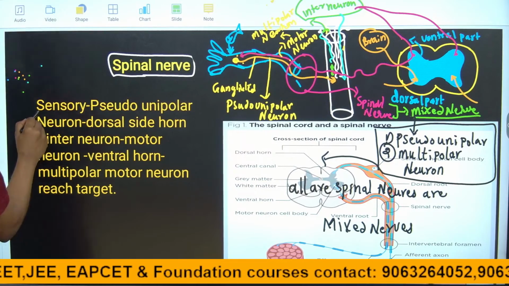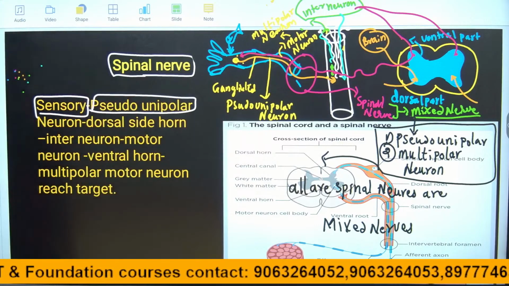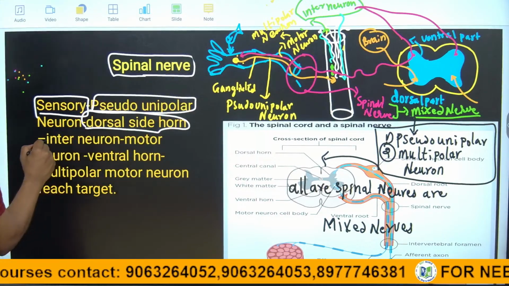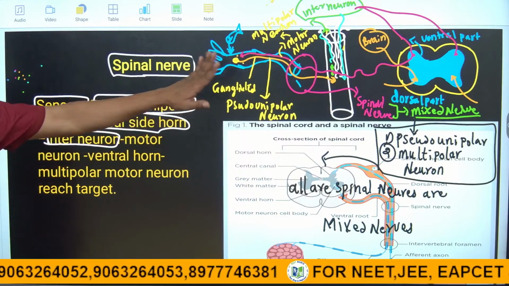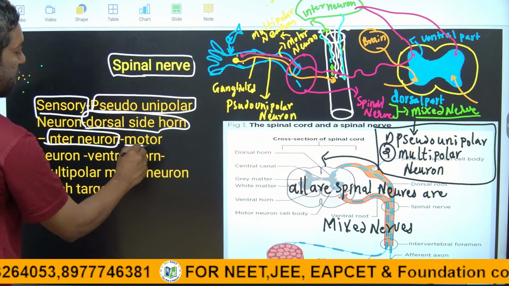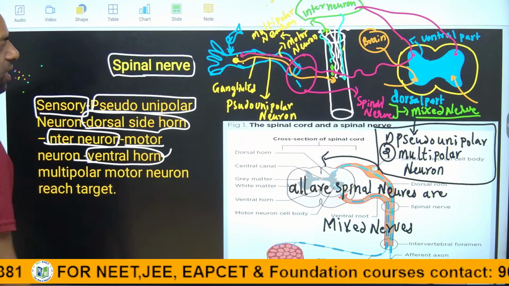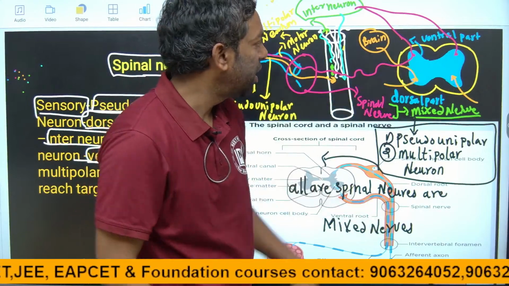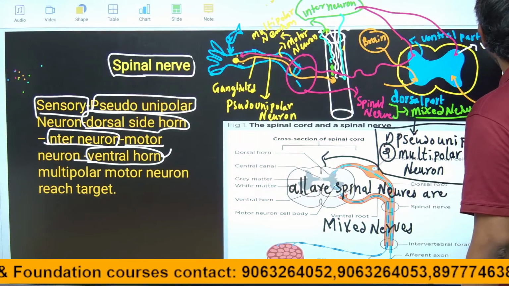Sensory neurons are pseudo unipolar neurons. They give the signals to the dorsal horn, to the interneuron. They give the signal into the dorsal part of the spinal cord and the interneuron analyzes. Then they give the signal to the motor neuron, which is in the ventral horn. This looks like a horn, right? In the spinal cord, it is the gray matter horn.